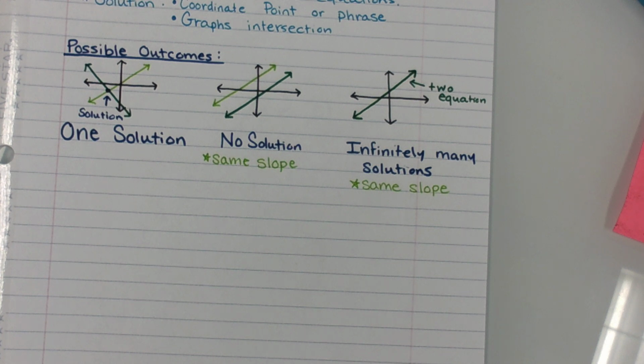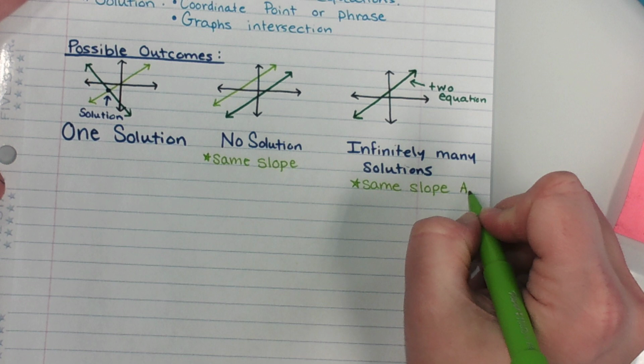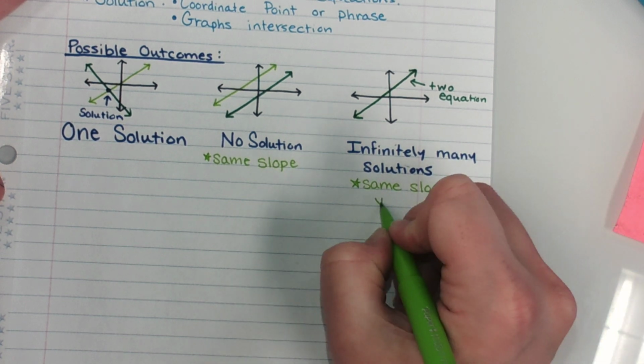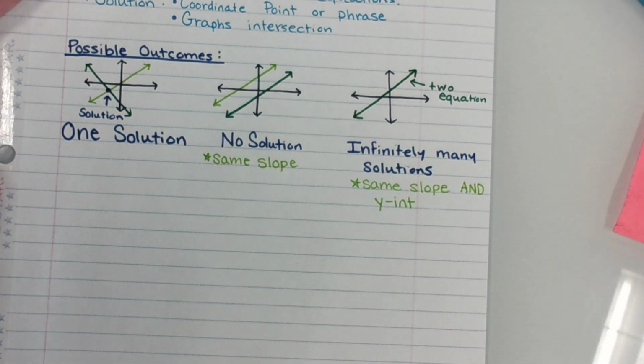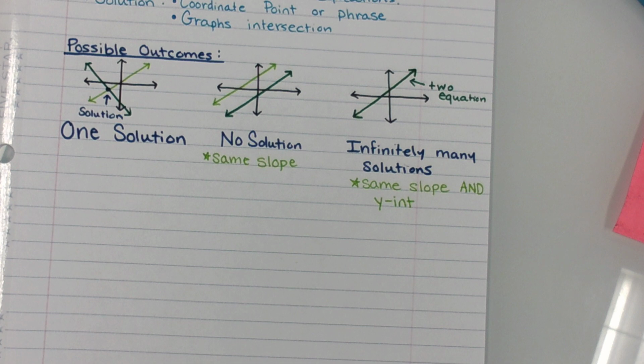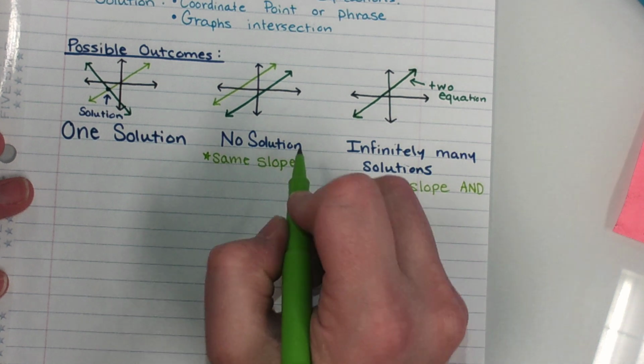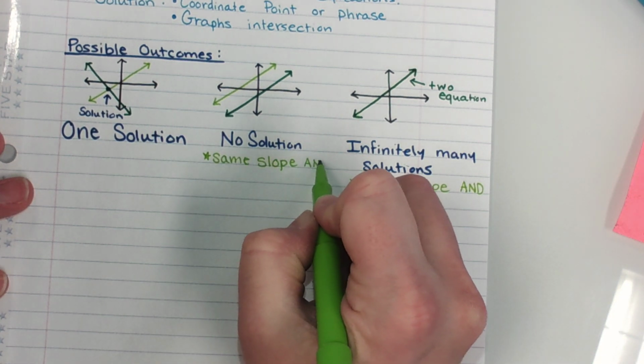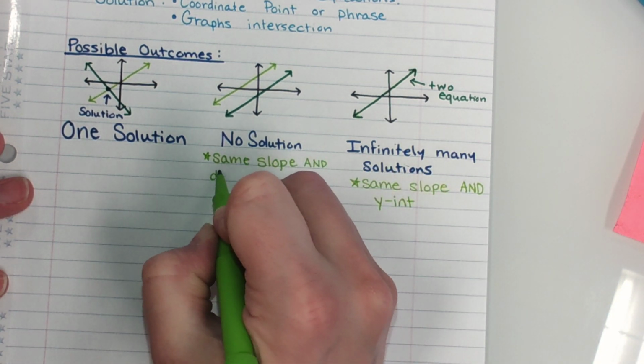What's the difference between no solution and infinitely many? What's different about them? Y-intercept. The y-intercept. Infinitely many solutions has the same slope and the same y-intercept. No solution has the same slope and different y-intercepts.